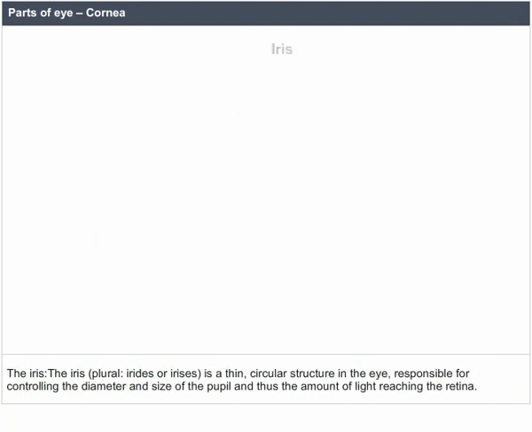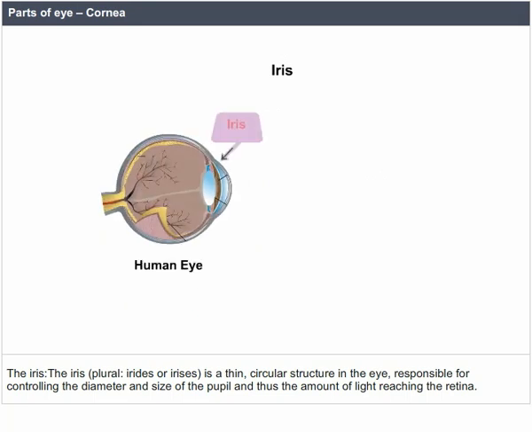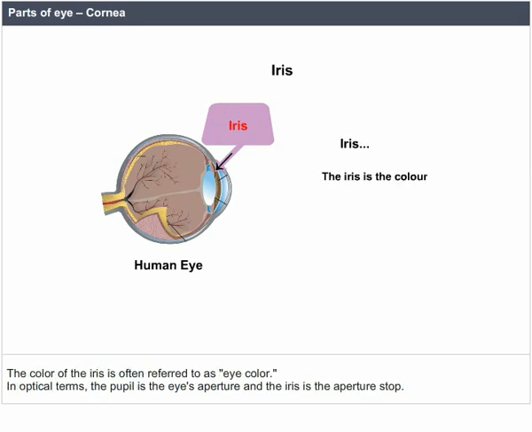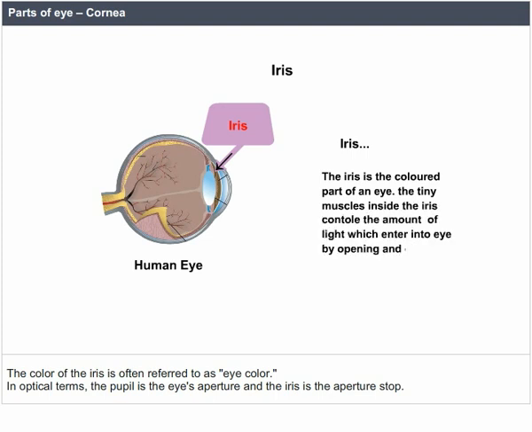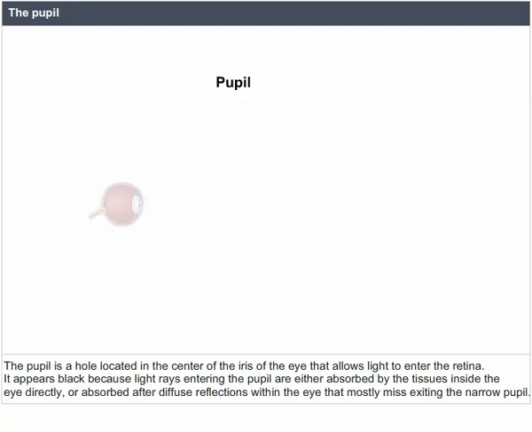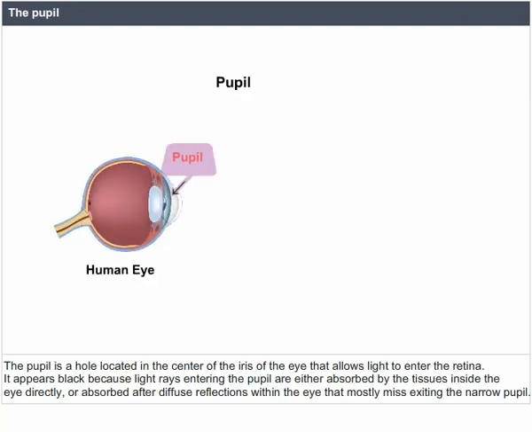The iris, plural irides or irises, is a thin circular structure in the eye responsible for controlling the diameter and size of the pupil and thus the amount of light reaching the retina. The color of the iris is often referred to as eye color. In optical terms, the pupil is the eye's aperture and the iris is the aperture stop. The pupil. The pupil is a hole located in the center of the iris of the eye that allows light to enter the retina.